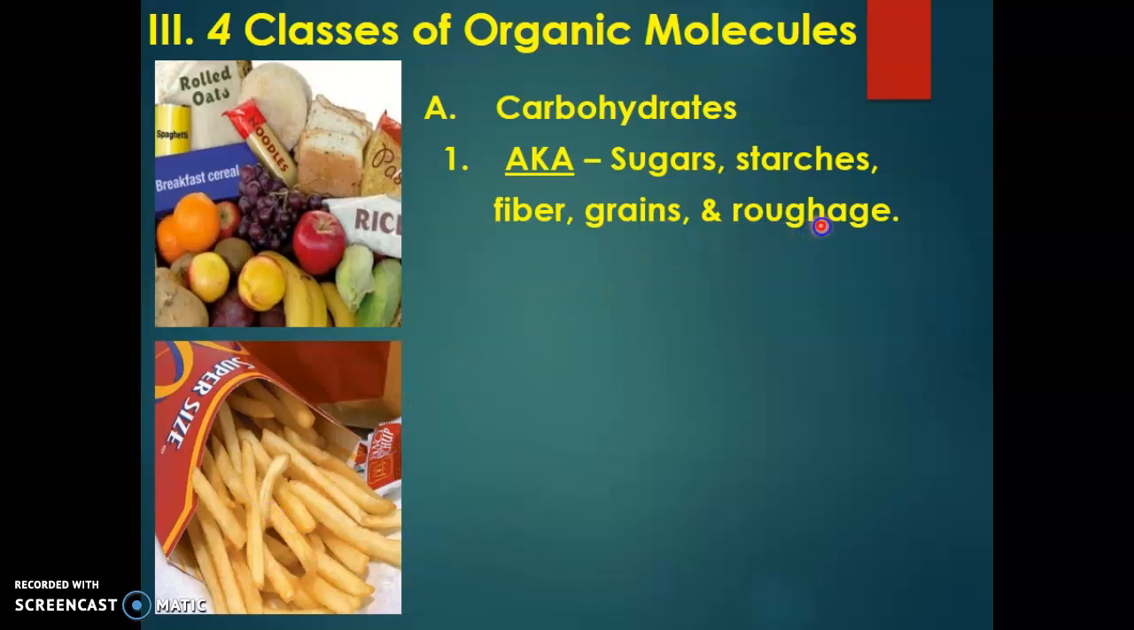Roughage would be like leafy greens, spinach, kale, salad, those types of things. They still have carbohydrates or sugars in them.